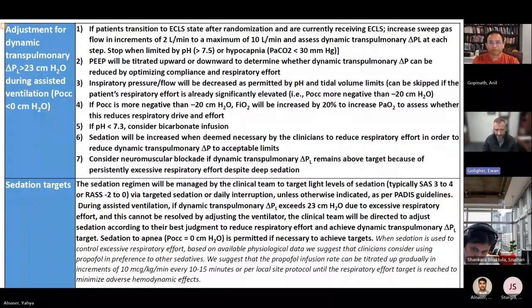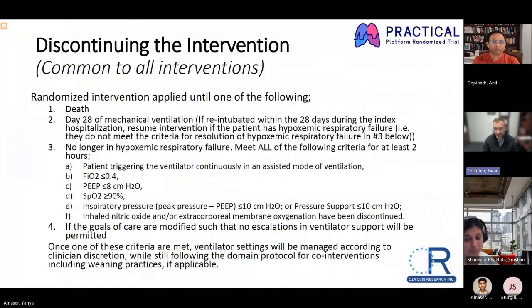Obviously patients can have some hemodynamic instability if the propofol is increased too quickly. So it needs to be done judiciously, but that's our recommendation for how to control respiratory effort. That being said, as clinicians, you have a lot of freedom to decide how to manage the sedation in this context. And so we'll be recording and documenting what works.